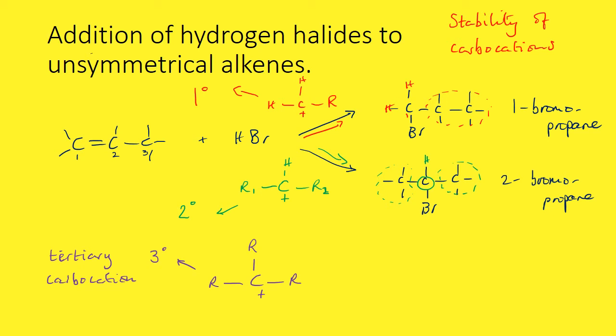Now, what we said at the top here, the stability of carbocations, is really what this slide is all about, because that determines how much of the end products you get. Okay, so the trend of stability is that the tertiary carbocation is the most stable, and the primary carbocation is the least stable.